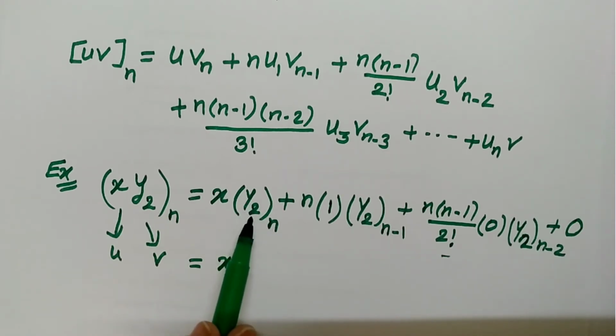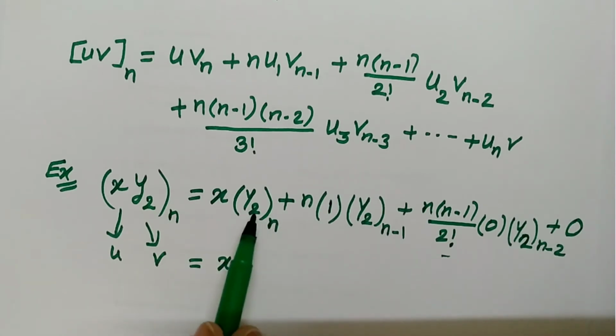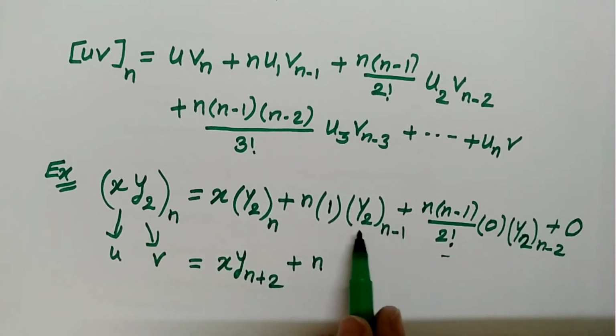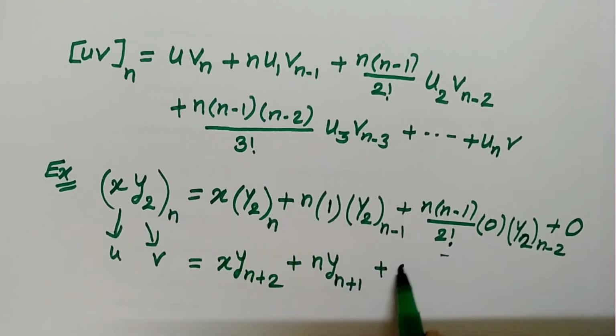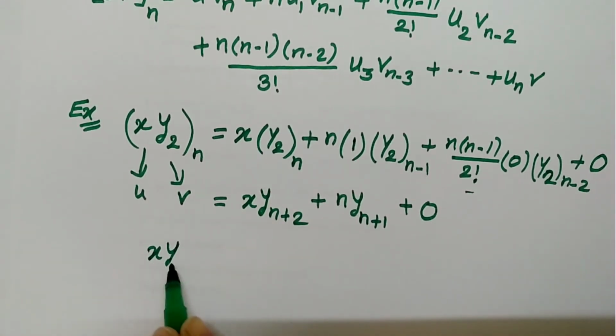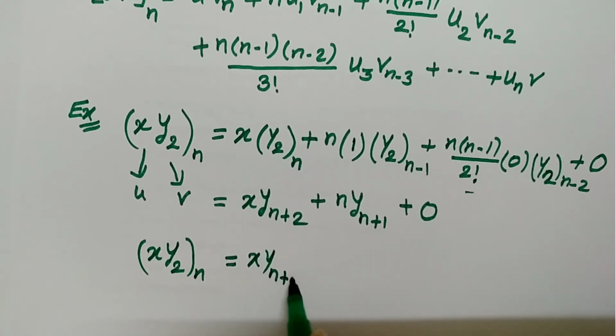Here y2 is the second derivative of y, and we are taking again the nth derivative of this term. So the total derivative is y suffix n plus 2. Now here x stays as it is, and in this term the total derivative is just to add the suffix, so it is y suffix n plus 1. Then the next terms are 0. Therefore we can say the nth derivative of x y2 is x y suffix n plus 2 plus n y suffix n plus 1.